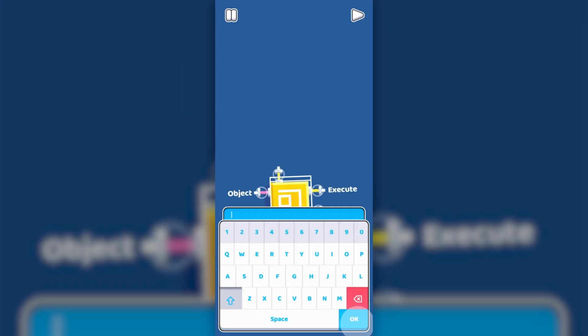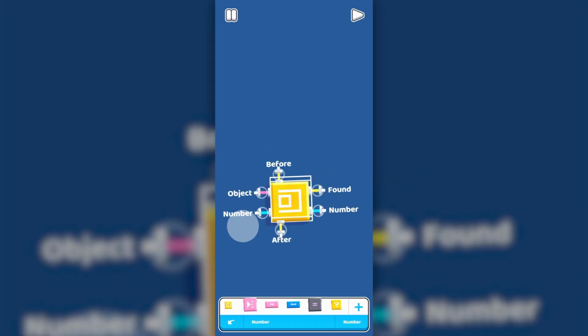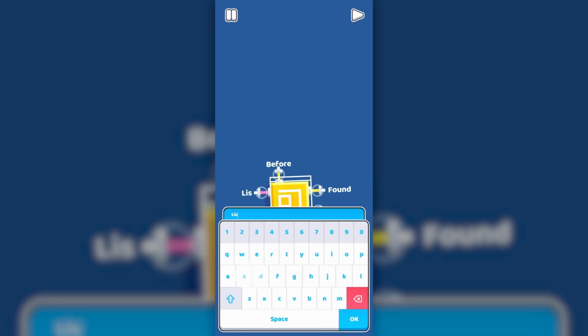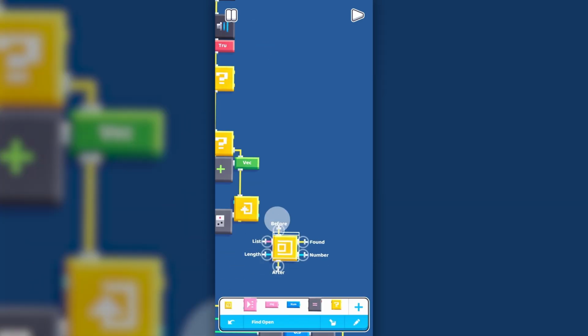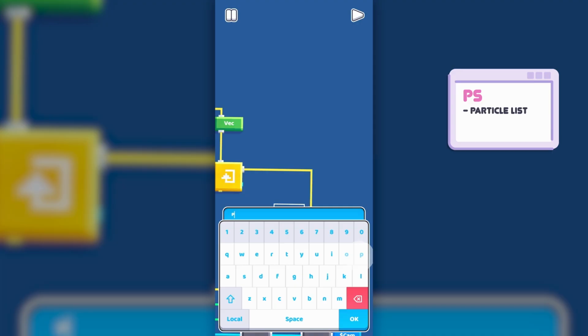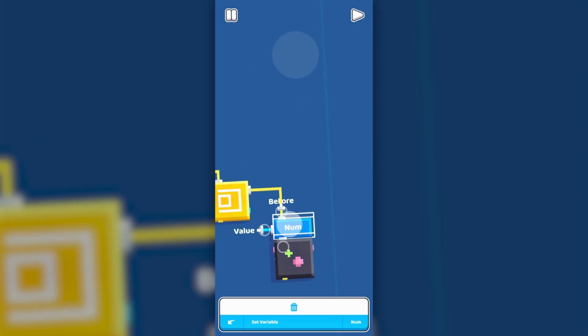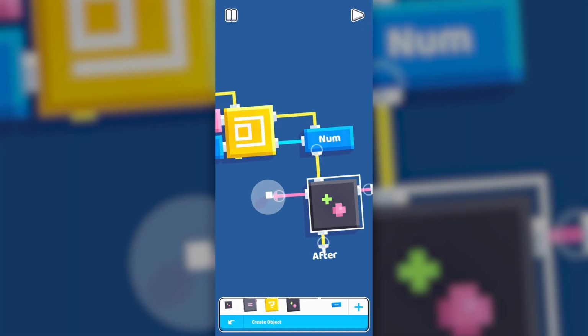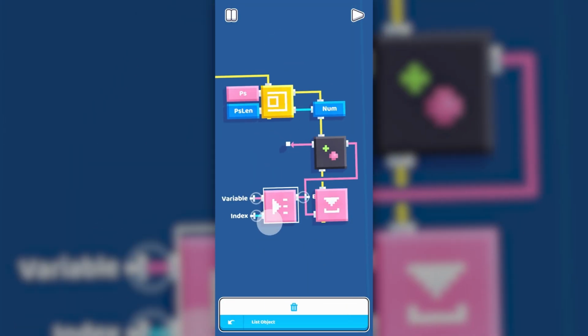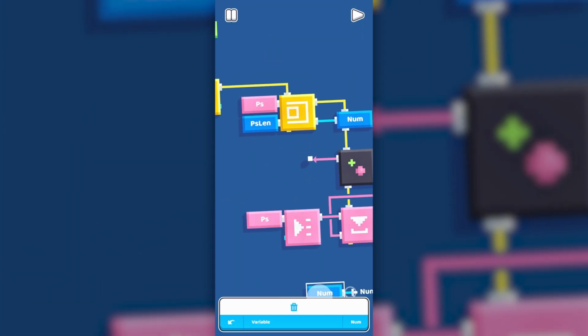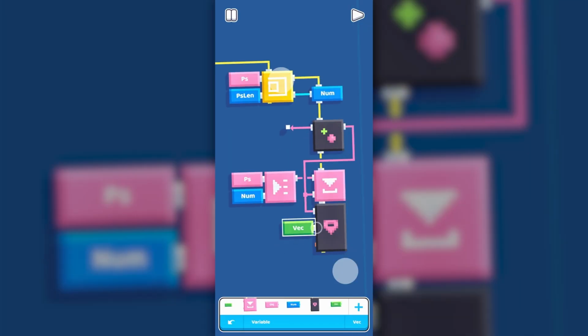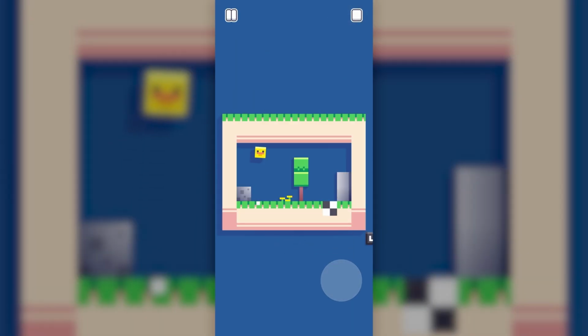Let's rename these Y's. Then we plug it into the loop, with PS as the list and PSLen as the length. We take note of the index, create a copy of the particle, store it into the list using the index, and position it based on the vector variable. When we press play, you can see a white square appearing at the contact point.